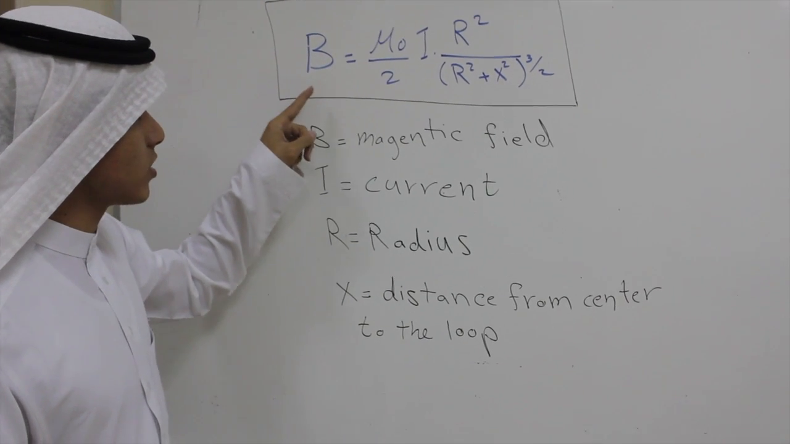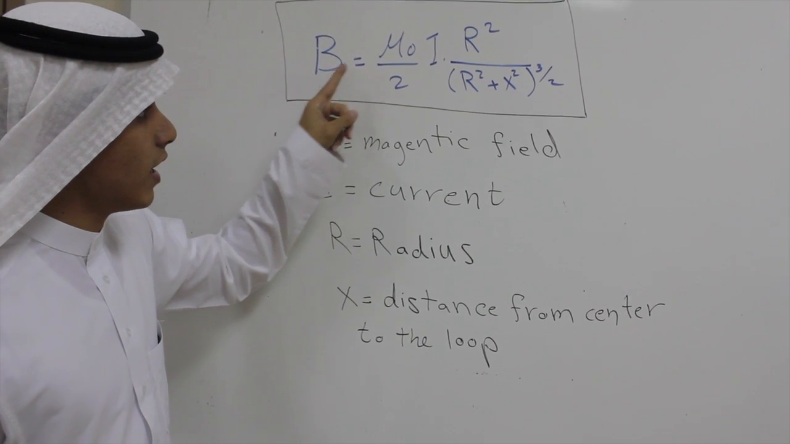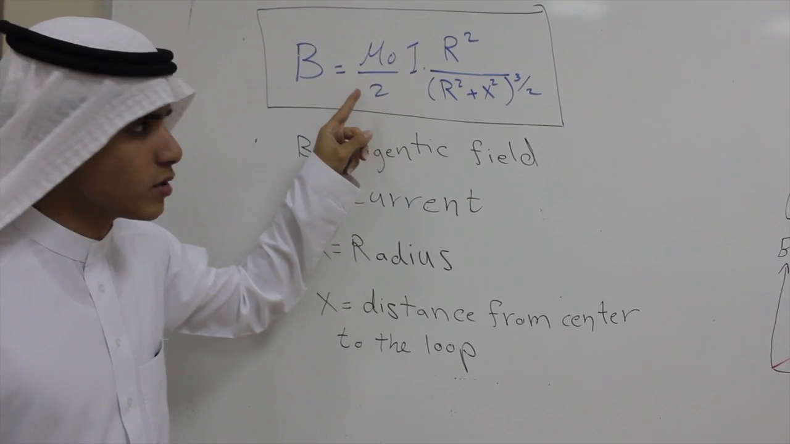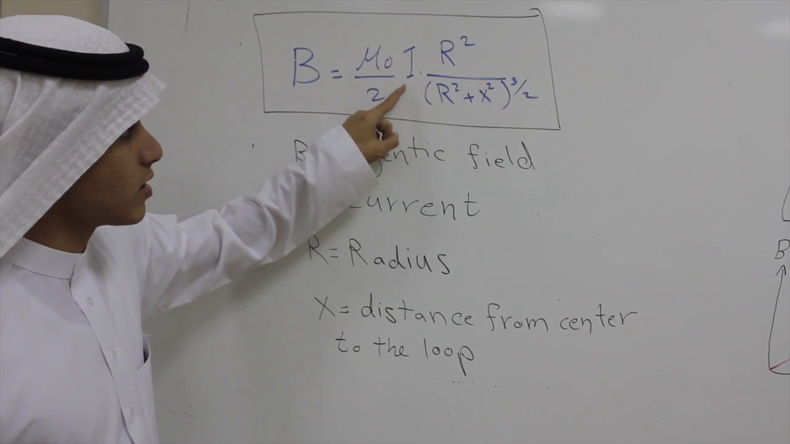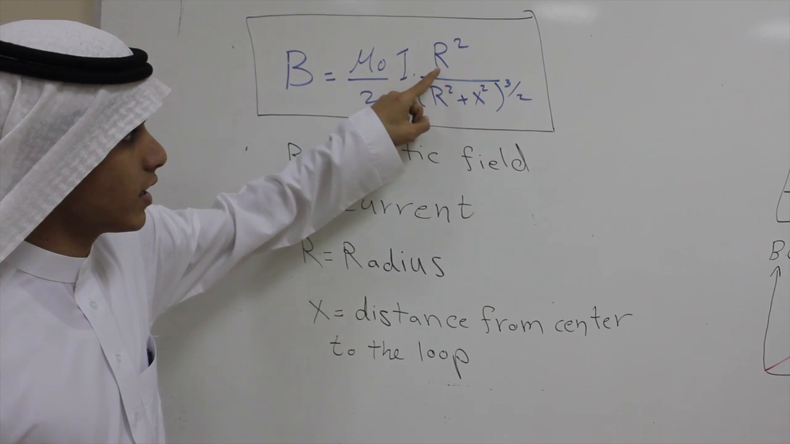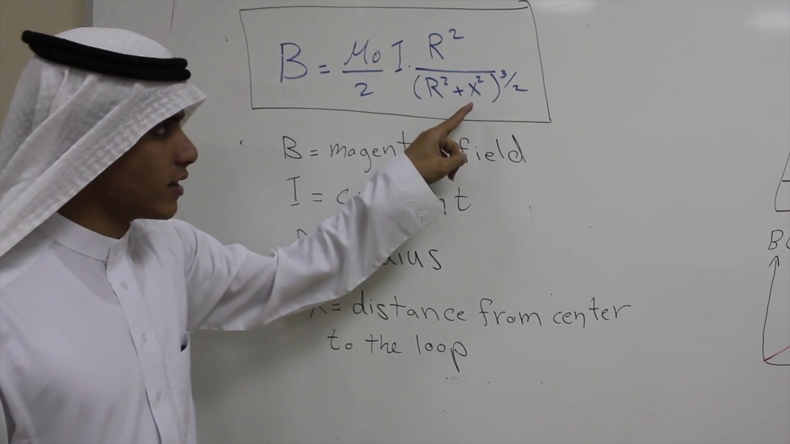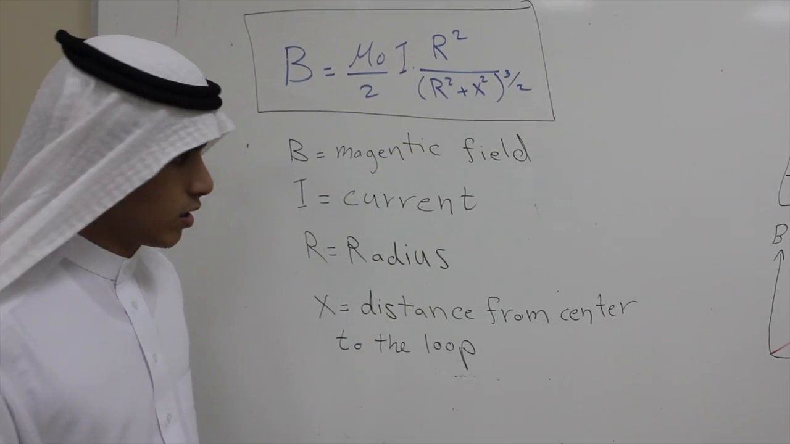This is the Biot-Savart law, which gives the magnetic field B, and this is mu, which is the permeability of free space, a constant quantity. This is the current, this is the radius, and this is also the radius, and this is the distance from the center of the loop. Okay?